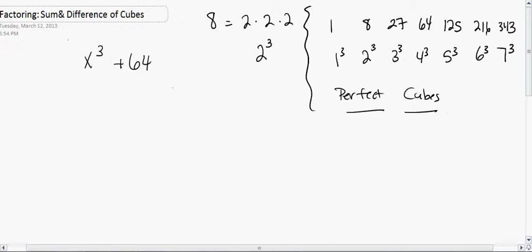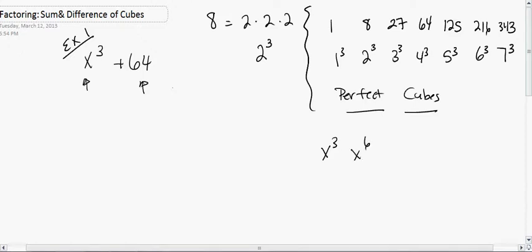All right, let's take a look at a couple of examples. So here's example 1. X cubed plus 64. So I am adding here. I'm adding 2 cubes. I know they're 2 cubes, right? I've got an x cubed, and I've got 64. 64 is in my list. 64 is really 4 cubed. And my variables are always going to be cubed as long as the exponents are divisible by 3. So x cubed is a cube.